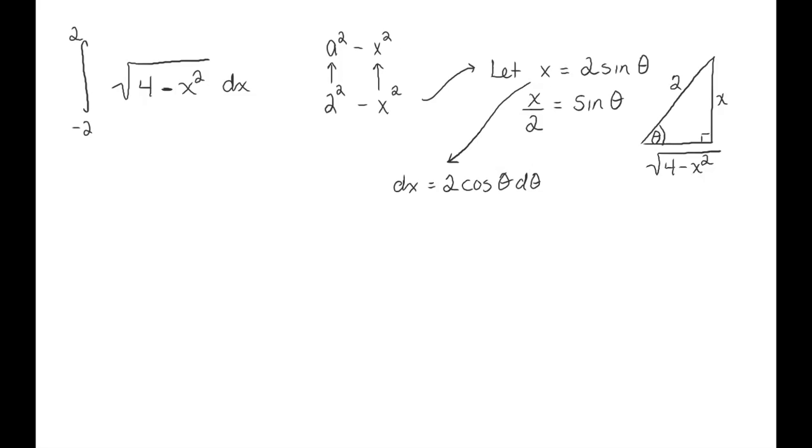going to go back to my triangle for this. Notice this is the adjacent side to the angle. Which trig function uses the adjacent instead of the opposite? Adjacent and hypotenuse: cosine. So I could say cosine theta is square root 4 minus x squared over 2, which means square root 4 minus x squared is equal to 2 cosine theta.